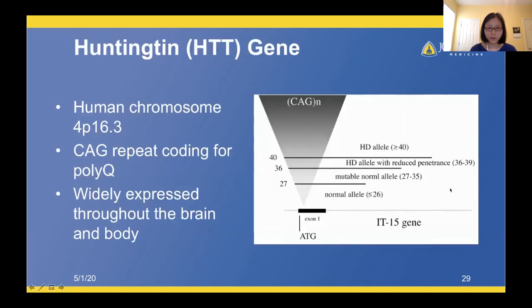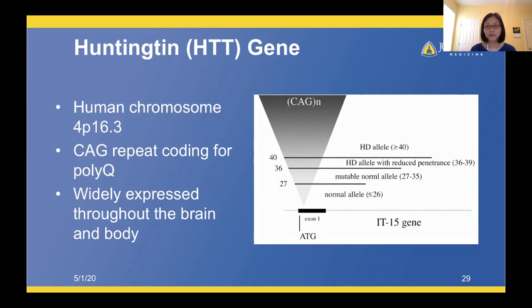So the other thing I want to point out in this picture is that when you have a CAG expansion length of 40 and above, that's a fully penetrant HD allele. So someone with 40 repeats or above will develop symptoms of HD in their lifetime. If the CAG expansion length is between 36 and 39, that's an HD allele with reduced penetrance. So most people who have this range of CAG repeats tend to develop symptoms later in life, and they tend to be milder. The next level down is CAG repeats of 27 to 35, and people who have that expansion range don't develop symptoms of HD.